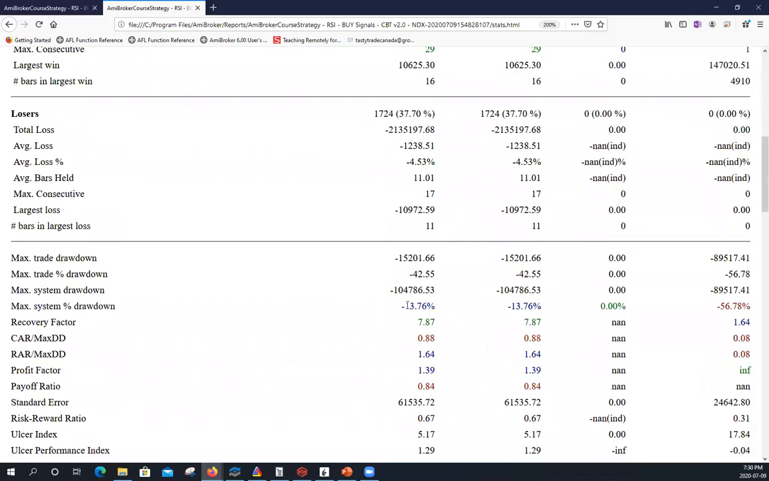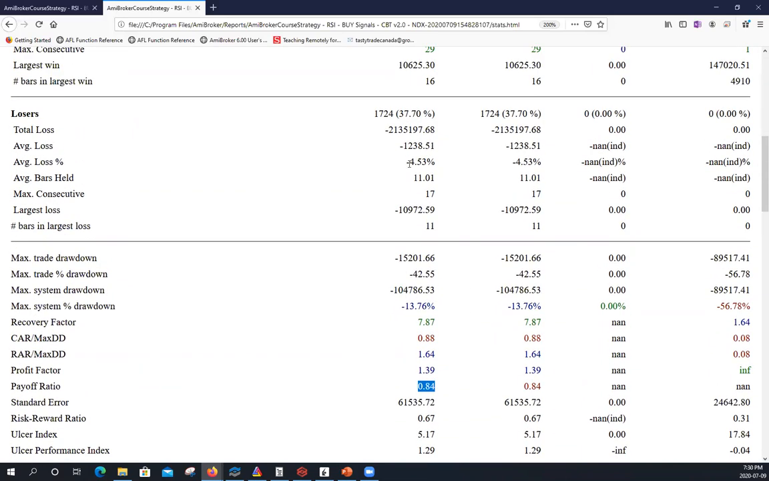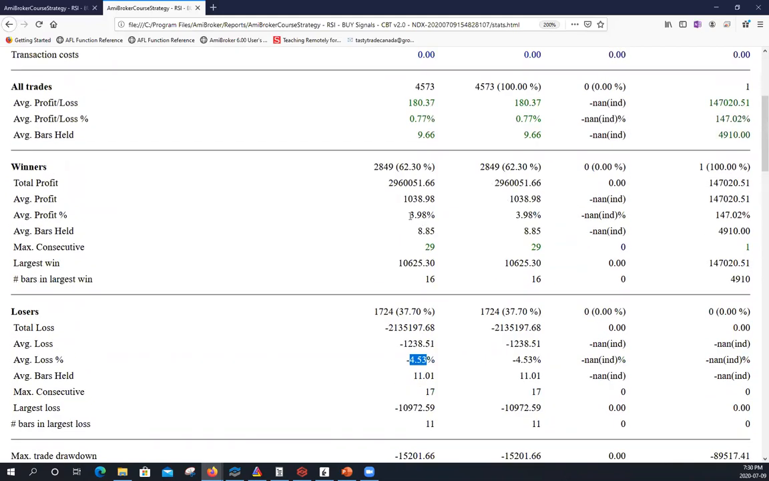Now, if you look, our maximum system drawdown was about 14%. That is within the realm of what most people can stomach. So this is why this is a strategy that we've included at Systematic Investors Group for our members. You can see here our CAR MDD is a respectable 0.88, the modified CAR MDD, and our payoff ratio is still about 0.85, which is a result of losing more than we actually win on a percentage basis.